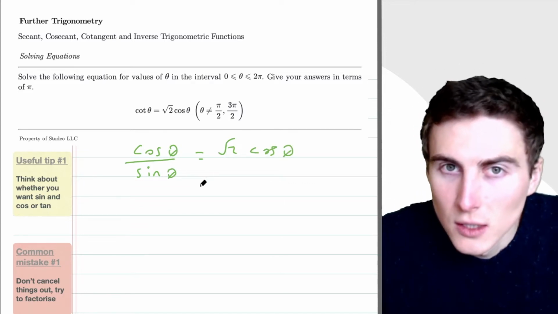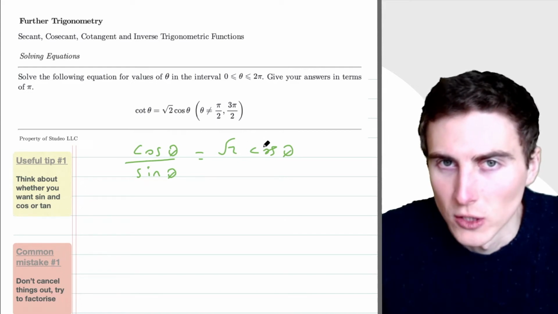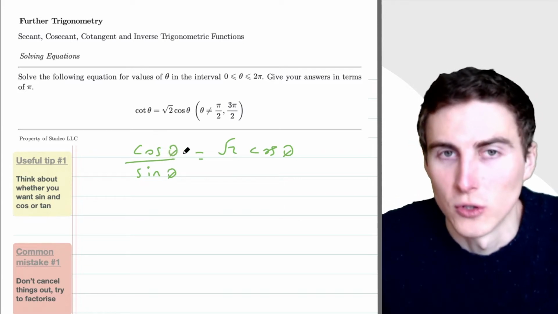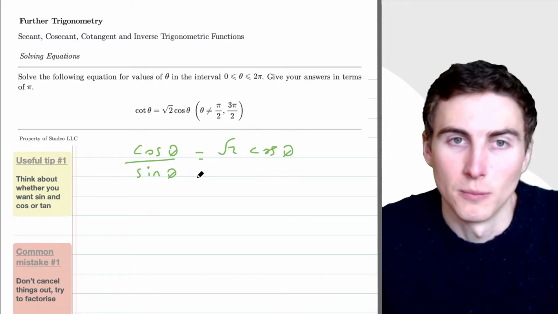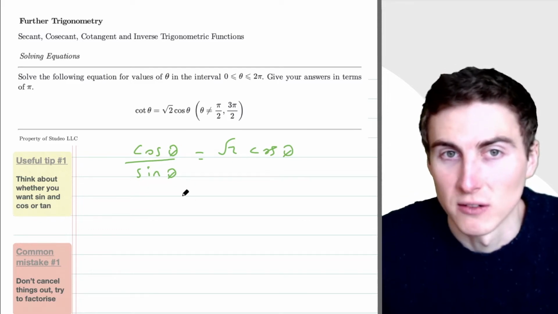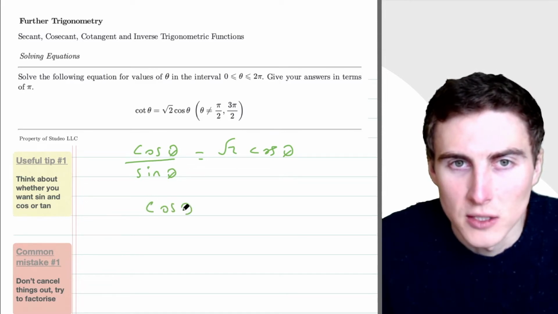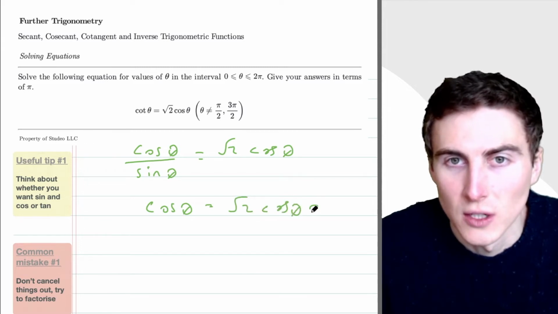To rearrange this, we could divide each side by cos theta. However, that would possibly lose some of our solutions, so we don't want to get rid of the cos thetas. We need to get it all on one side and probably factorize it. So we can multiply both sides by sine theta, which gives us root 2 cos theta sine theta.